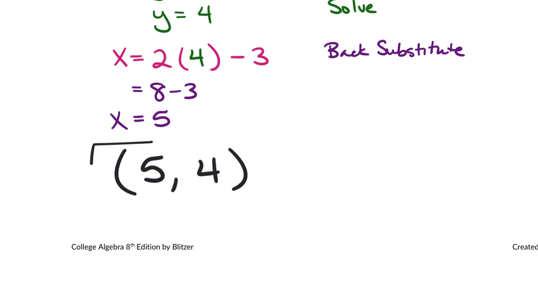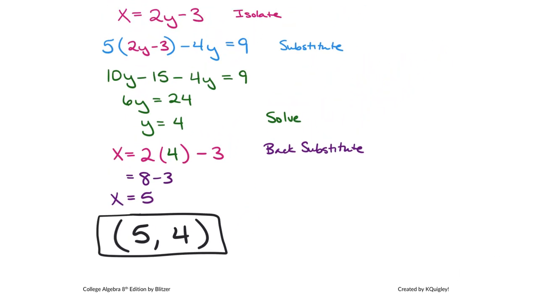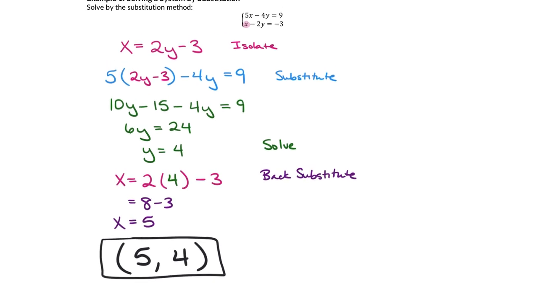So again, substitution. I personally love substitution. I think it's really fun because it's just a whole bunch of algebra over and over again. You're isolating one variable, substituting it in, solving a regular linear equation, then back substituting into what you isolated to get the other variable value. Boom, done. Make sure your coordinate goes x comma y. Questions, comments, concerns?